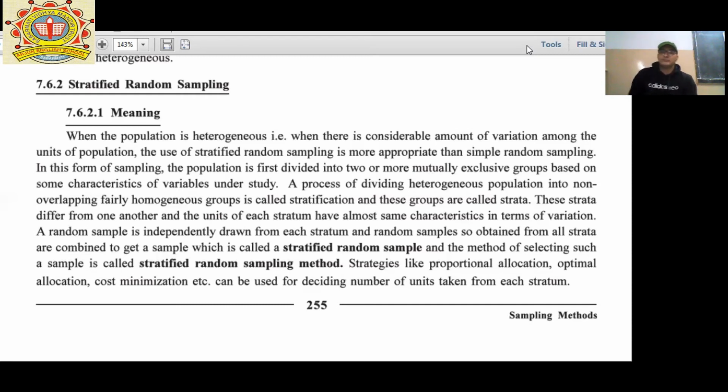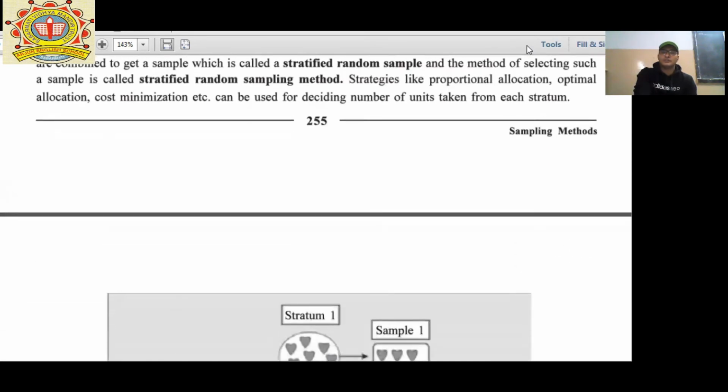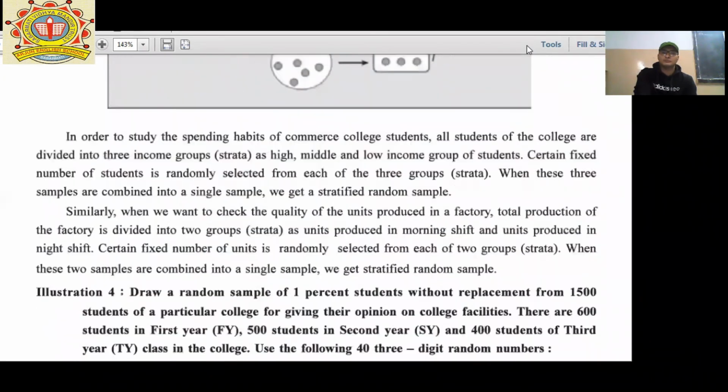Now, strategies like proportional allocation, optimal allocation, cost minimization, etc., can be used for deciding the number of units taken from each stratum. Next one.